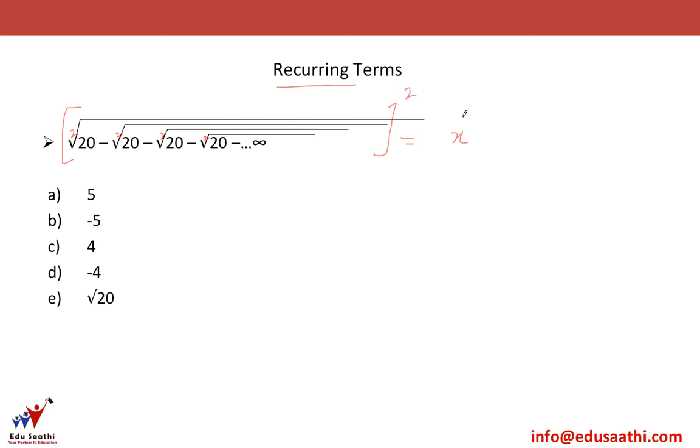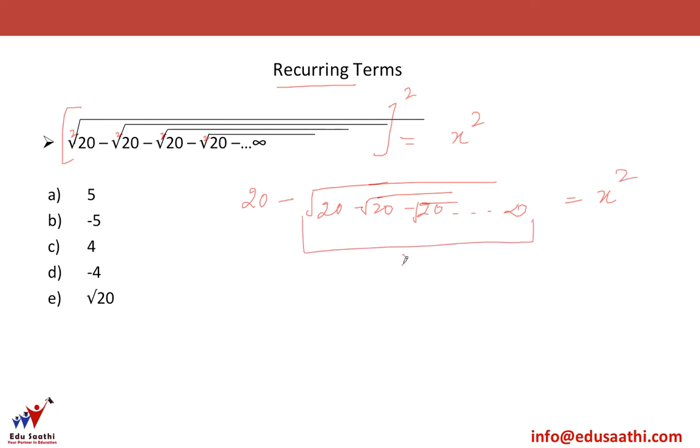So squaring both the sides, I get x square is equal to the square of this term on the left side. So I have 20 minus 20 minus 20 minus 20 and so on till infinity is equal to x square. Now if we carefully notice, this is also till infinity, so this also is x. So what I get is 20 minus x is equal to x square, or in other words x square plus x minus 20 is equal to 0.